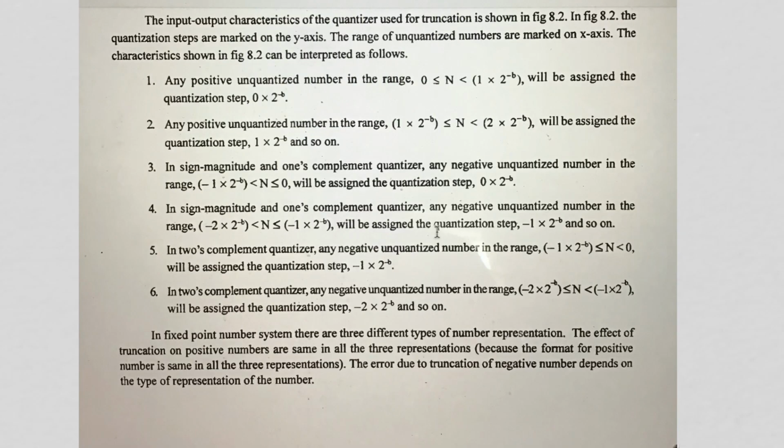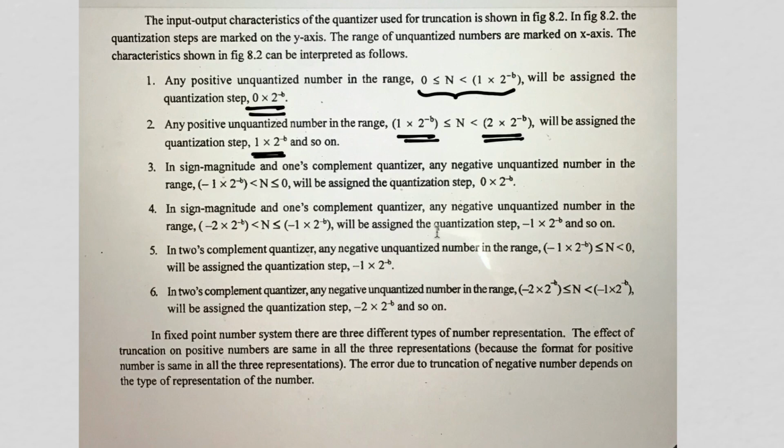And interestingly, when you start discussing the characteristics of the quantizer using the above picture, you will find some interesting facts. Any positive number in the unquantized range between 0 to 1 into 2 power minus b will be assigned the quantization step of 0 only. Any positive unquantized number in the range of 1 into 2 power minus b to 2 into 2 power minus b will be assigned the quantization step size of 1 into 2 power minus b only, and so on.